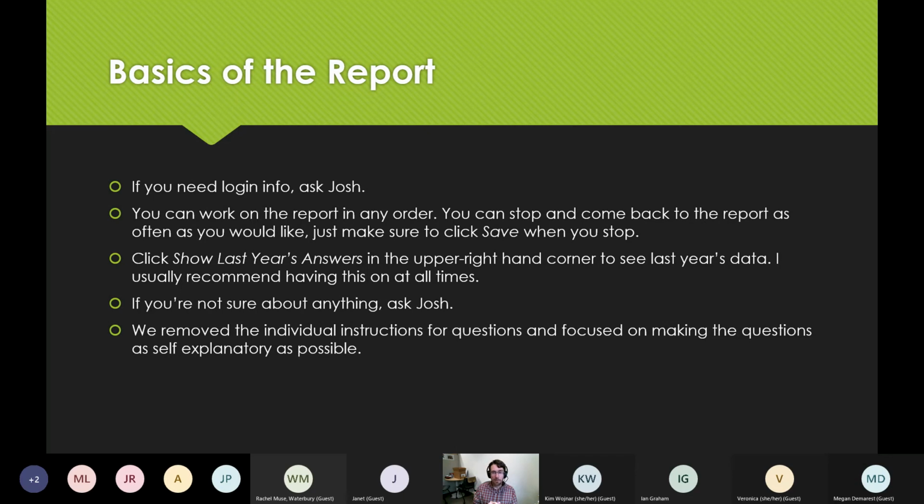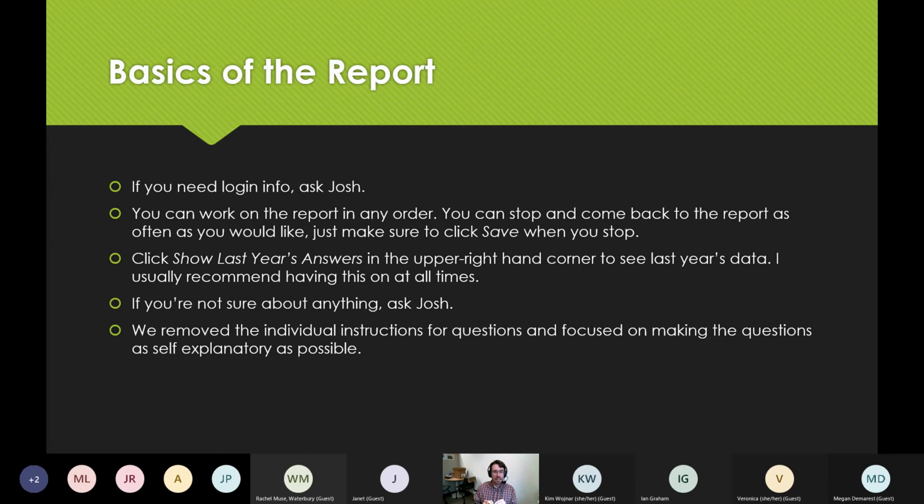We'll show you this before. Whenever you go forward or backward in the report, it automatically saves it. Or when you hit save, it automatically saves it. But it's never a bad idea to hit that. If you just close the window, it's not going to save anything.